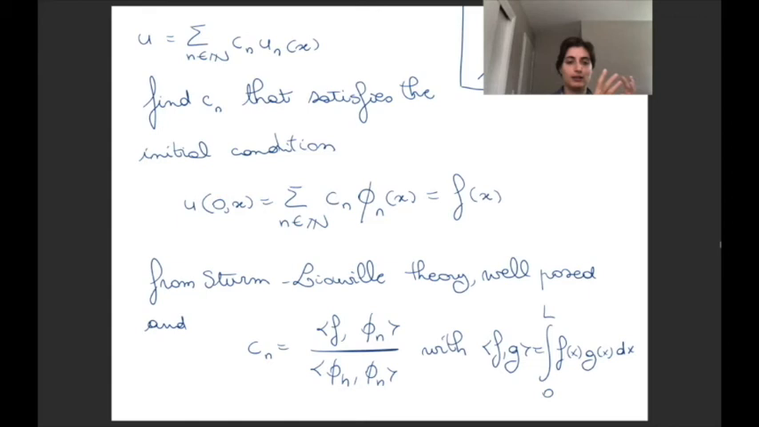And from Sturm-Liouville theory, this is well posed, and we can explicitly state that our c_n is equal to the inner product between f and phi_n divided by the inner product of phi_n with phi_n, with the inner product between f and g being defined as the integral from 0 to L of f times g.